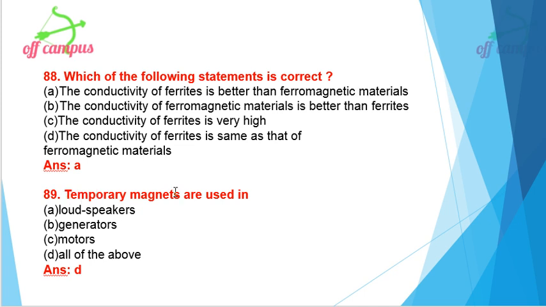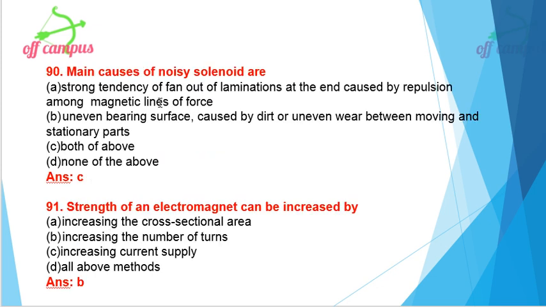Then, temporary magnets are used in loudspeakers, generators, motors, or all of the above. Temporary magnets are used in option D, all of the above: loudspeakers, generators and motors. Then, main causes of noisy solenoid are, we'll see, strong tendency of fan out of laminations at the end caused by repulsion among magnetic lines of force, uneven wearing surface caused by dirt or uneven wear between moving and stationary parts, both of the above, or none of the above. The main causes of noisy solenoid are both option A and B.